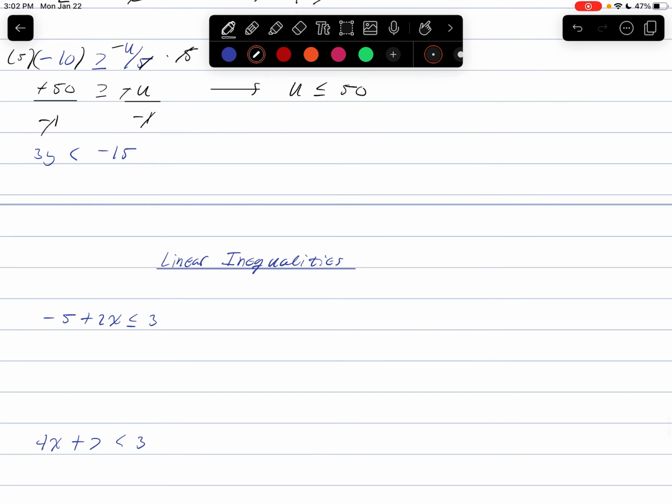Here we have 3y is strictly less than negative 15. All we have to do is divide both sides by 3. Since we divided by a positive number, we just cancel these, and we don't have to do anything to the inequality sign. So we have y is less than negative 15 over 3, which gives us y is less than negative 5.